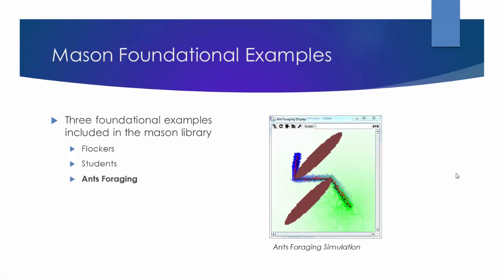Within the Mason library, there are 3 simulations that we are interested in. The flockers, which simulates birds who are flying between dead birds, and these dead birds give off repulsing forces between them, and the birds make their way across the interface between these dead birds based on their repulsing forces.